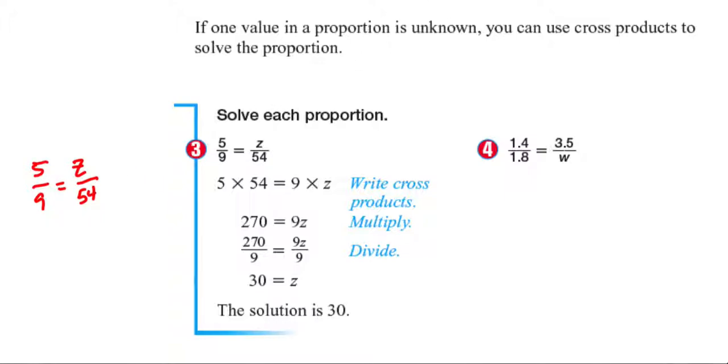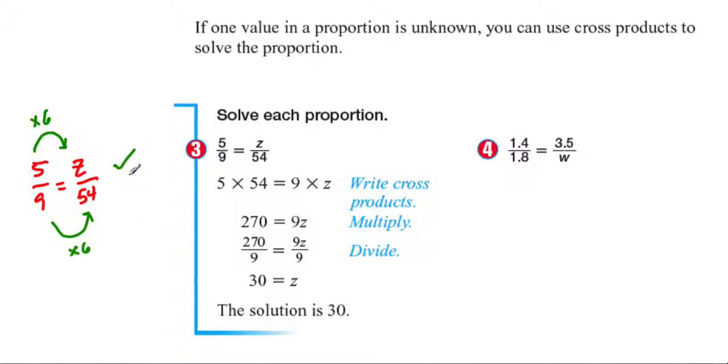And all you need to do is analyze your denominators first. So what did you multiply 9 by to get to 54? You multiply this by 6. Therefore, all I need to do is multiply this by 6 as well. And that's the reason why z is equal to 30 by using this method.